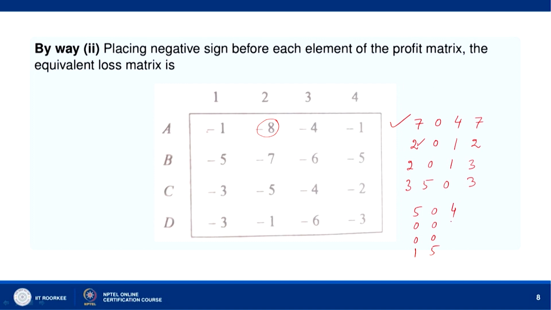and 4, 1, 1, 0 and we subtract the smallest element 2 here from all other elements here. 7 minus 2 is 5, 2 minus 2 is 0, 3 minus 2 is 1, 3 minus 2 is 1. Okay. So, this is our reduced matrix.